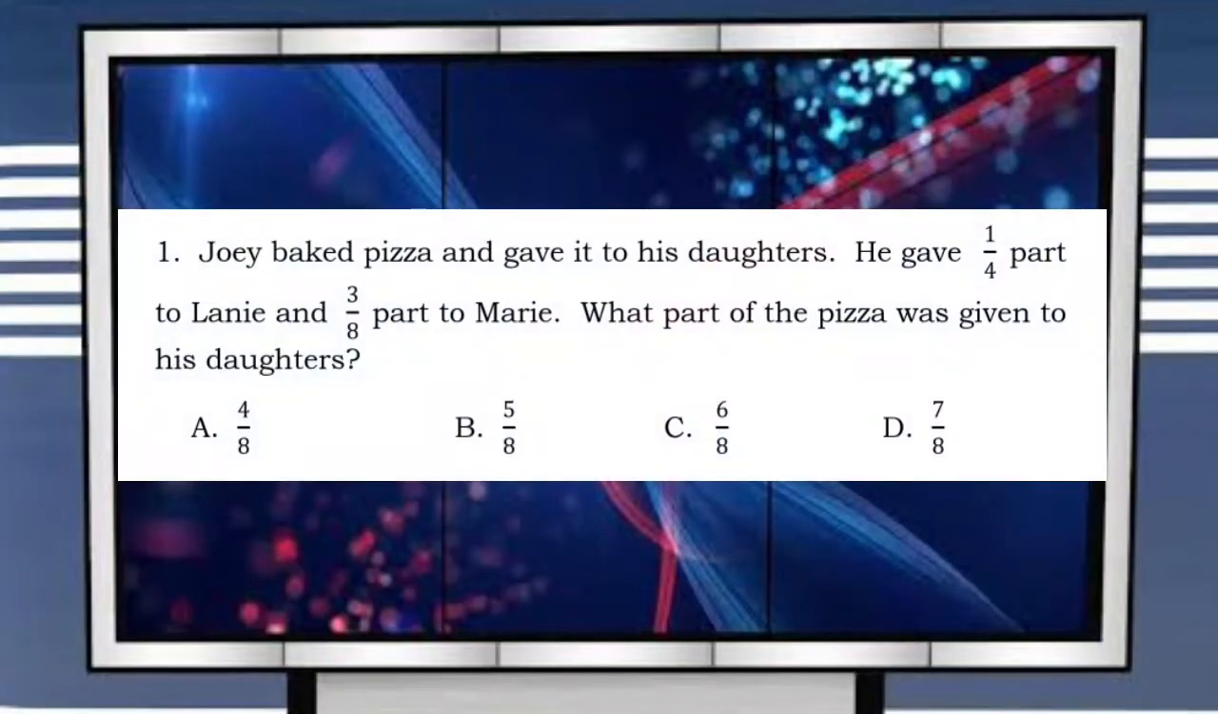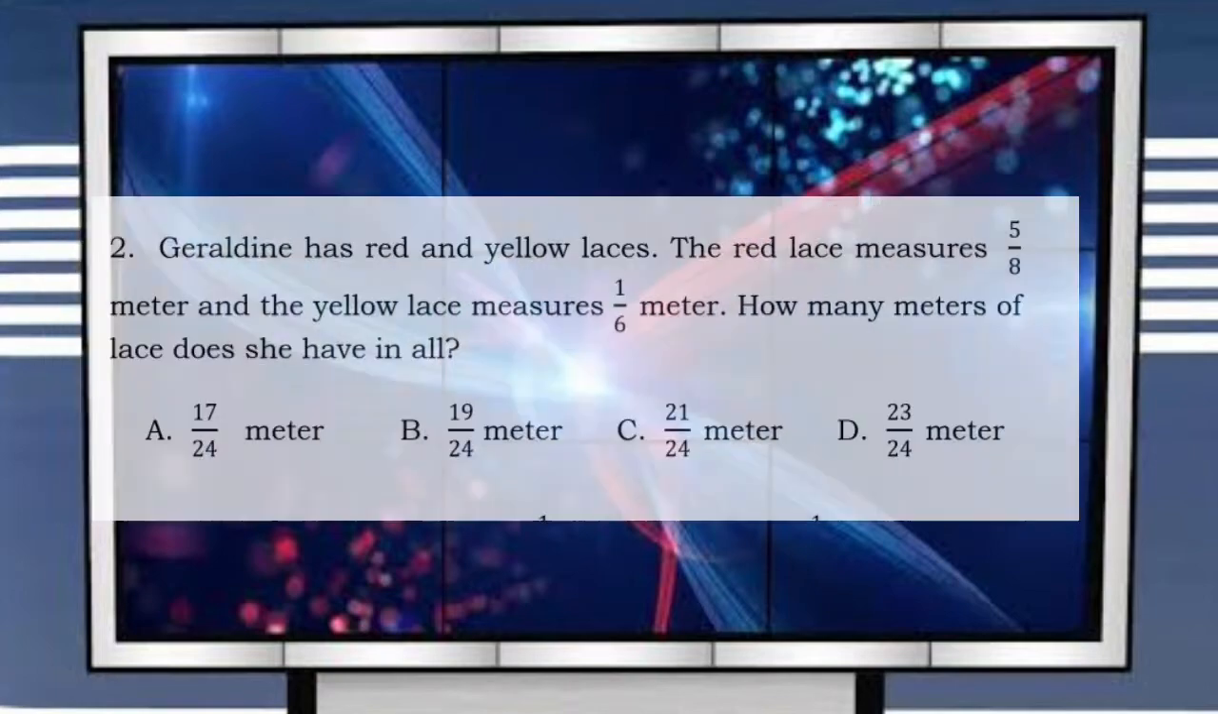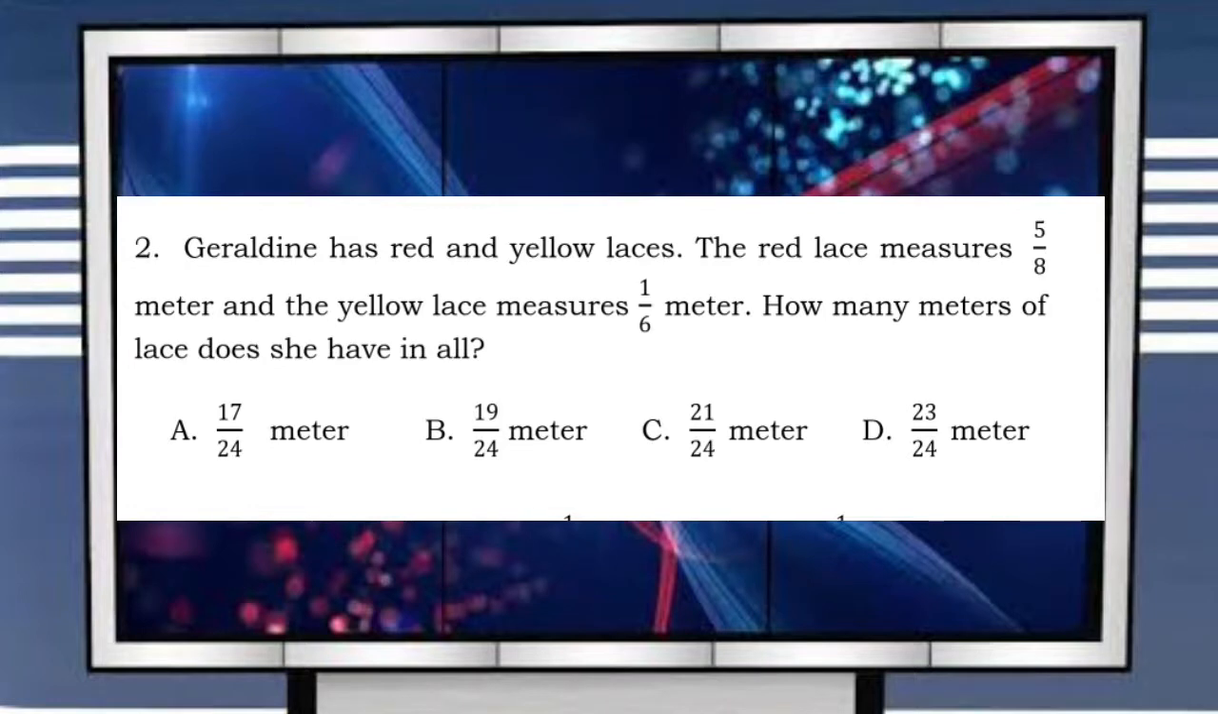Number 1. Joey baked pizza and gave it to his daughters. He gave 1/4 part to Lani and 3/8 part to Marie. What part of the pizza was given to his daughters? Number 2. Geraldine has red and yellow laces. The red lace measures 5/8 meter and the yellow lace measures 1/6 meter. How many meters of lace does she have in all?